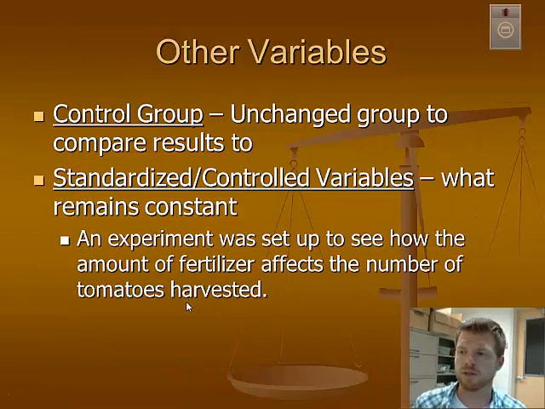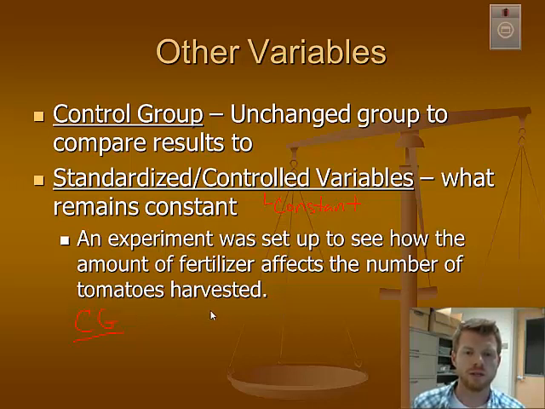A couple other things we need to consider here are the control group and standardized variables. So our control group is something that remains constant to see if any changes actually occur. It's important we have this, otherwise we're not sure if our manipulations are different than what's normal. And then our standardized or controlled variables, sometimes also called constants, are going to be what remains the same in each of our test subjects.